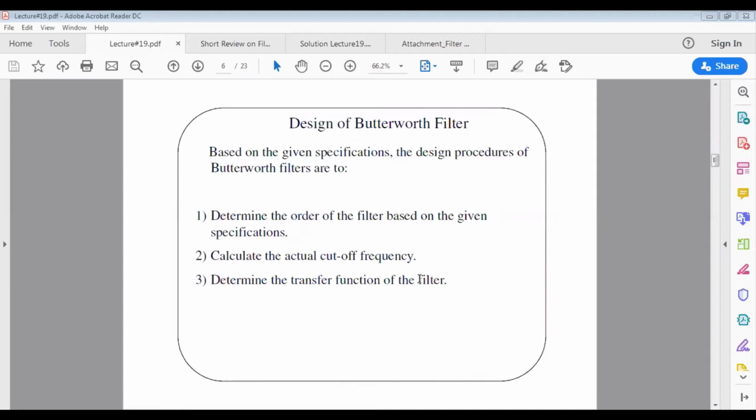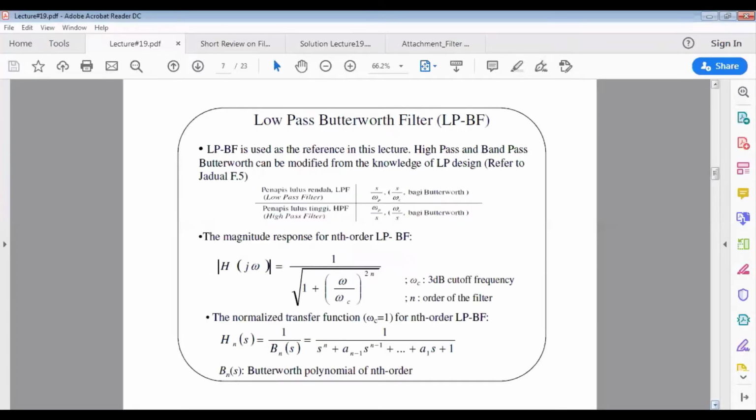Before we can proceed with this design process, we are going to understand the basic principle of the Butterworth filter. So let's have a look at the next slide. In this particular lecture on the Butterworth filter, I'm going to use a low pass Butterworth filter as a reference, in which the high pass and band pass Butterworth filters can be modified from the knowledge of the low pass design.